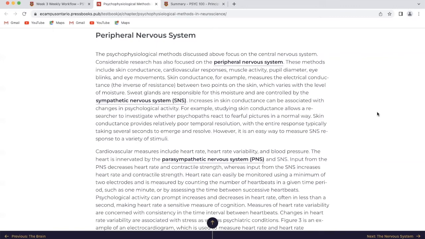Skin conductance provides relatively poor temporal resolution, with the entire response typically taking several seconds to emerge and resolve. However, it is an easy way to measure SNS response to a variety of stimuli.